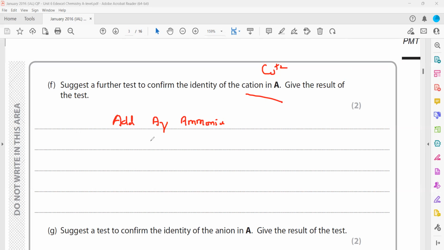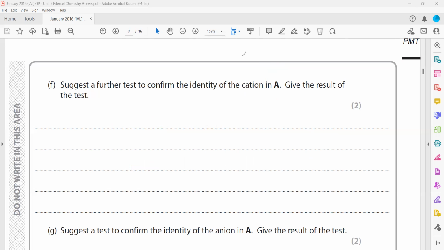And as a result, what will happen? It will form the deep blue solution. First, it will form a blue precipitate, which dissolves in excess. And when it dissolves in excess, it will form a deep blue solution.